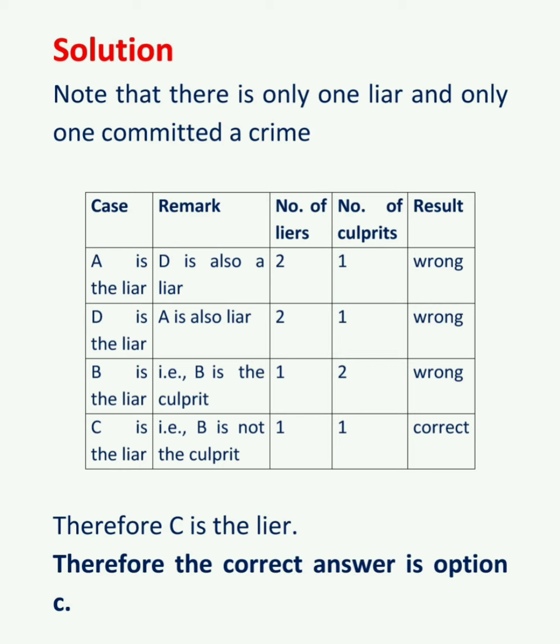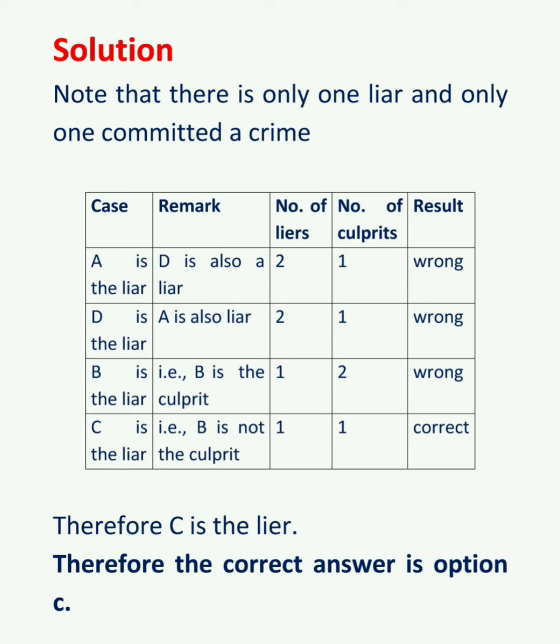Note that there is only one liar and only one culprit who committed a crime. Right? So here I discuss all the four cases and I make a table. In the table, I count the number of liars and the number of culprits. So we already note that the number of liars and the number of culprits will be only one.